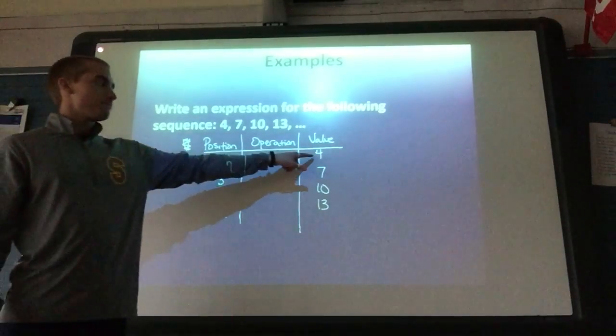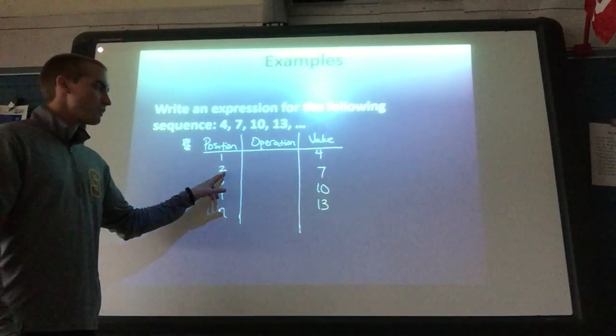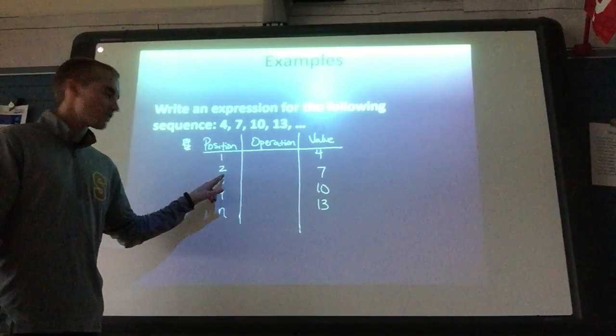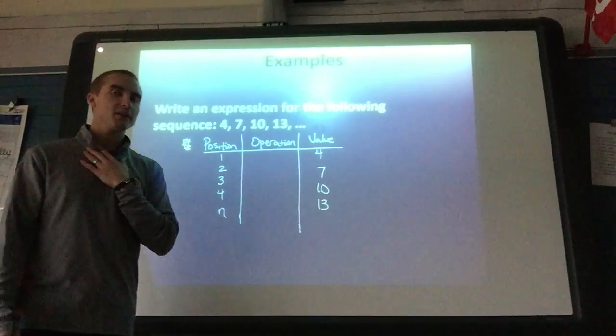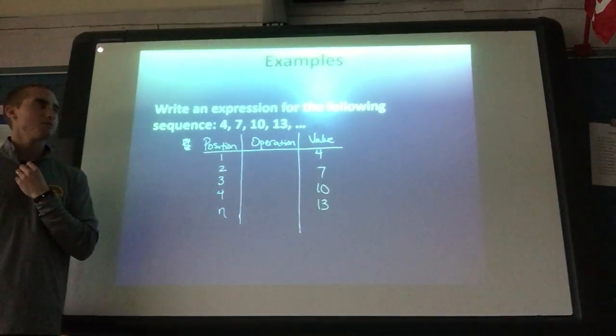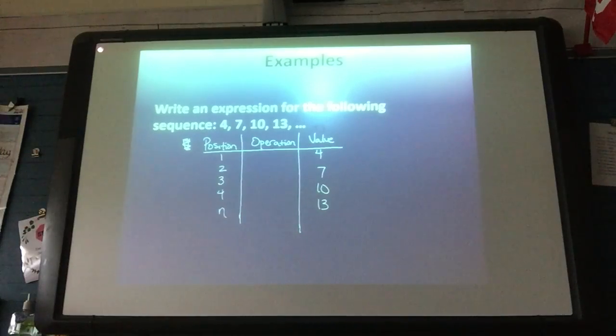From 1 to 4, you would multiply by 4, right? Times 4. But does that work for 2 and 7? Doesn't work for 3 to 10. Doesn't work for 4 to 13. So we're not just multiplying by 4. Okay, so let's think about something else. How could you go from 1 to get 4?